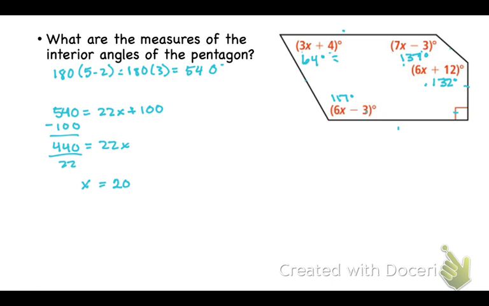So we got 540. What's 4 plus 12, Addie? 16. What's 3 and 3? 6. So 16 minus 6 is 10, and 10 plus 90 is 100. So that's where that 100 came from.